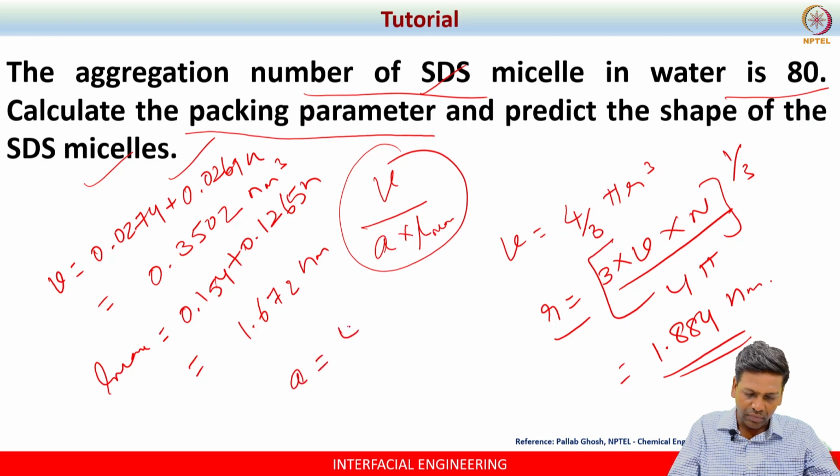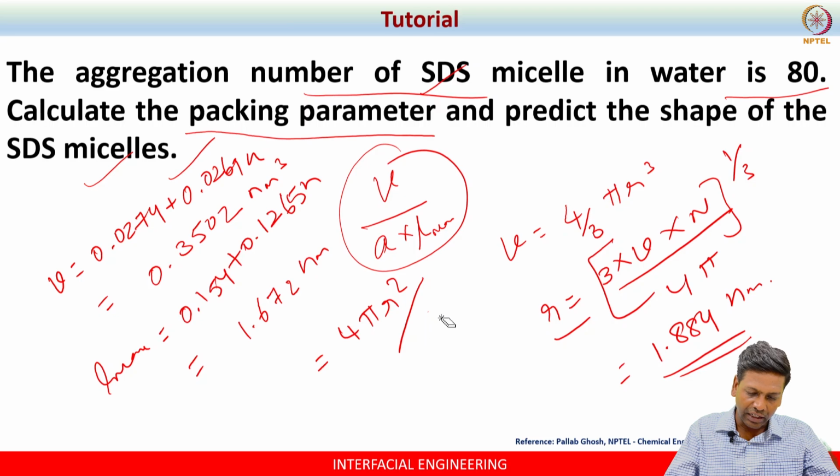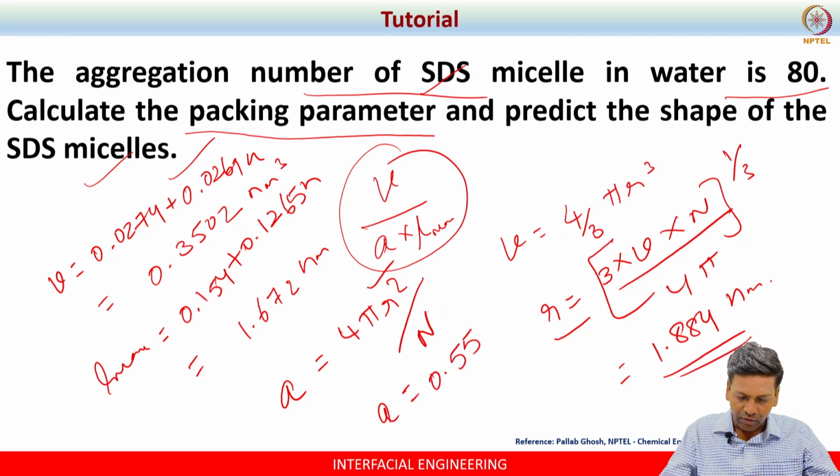Then once we know the radius of the micelle, you can calculate A, which is nothing but 4 pi r square by n. Actually n is nothing but 4 pi r square by A, which is the optimum head group area, right? So you can calculate A because we know the aggregation number as well, and the radius as well. So A in this case will be 0.558 nanometer square.